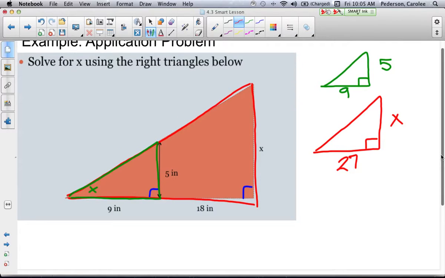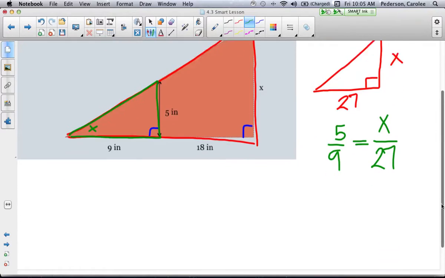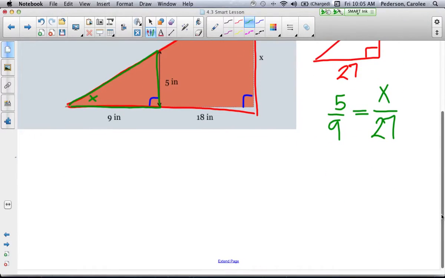So if I say 5/9 is my first fraction, where does 5 correspond with? What side? X, the height, yep. And 27 then corresponds with the base. Now we have a proportion. How do we solve this for x? Cross multiply. So 5 times 27 equals 9 times x.